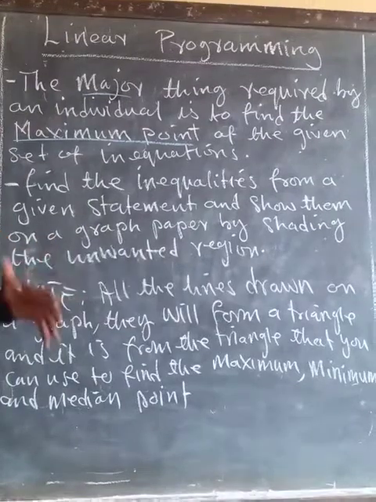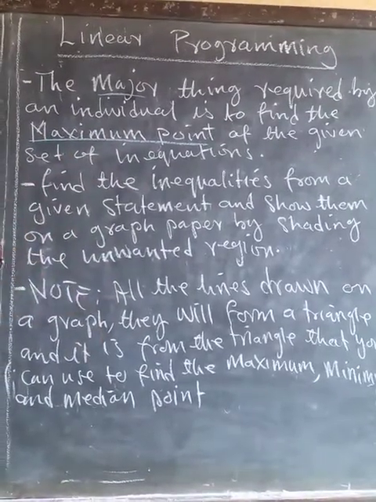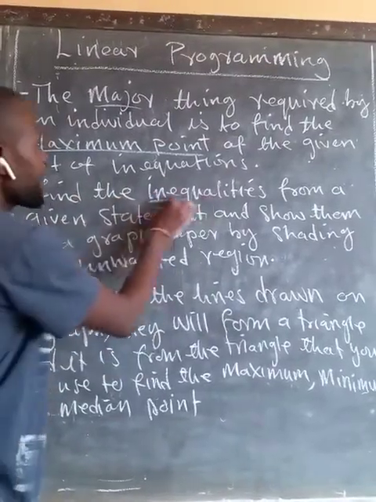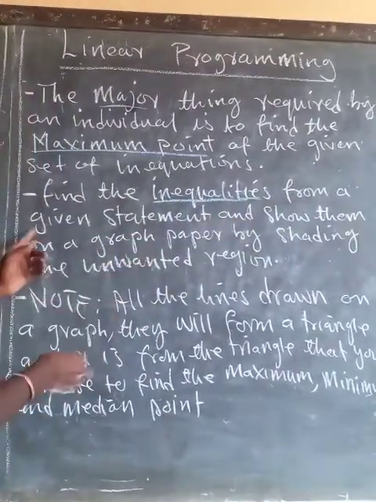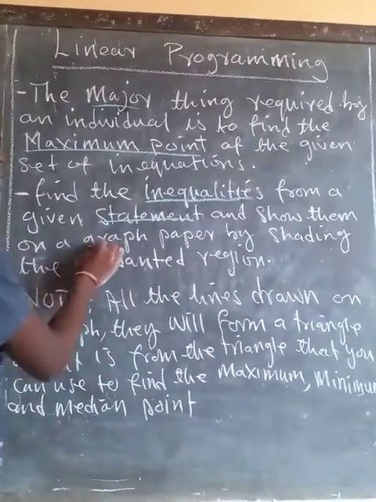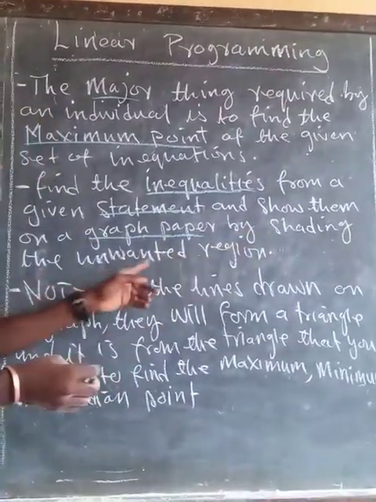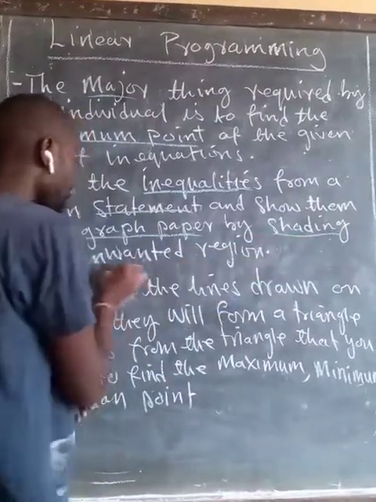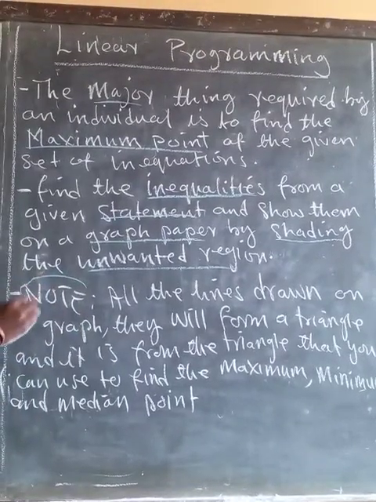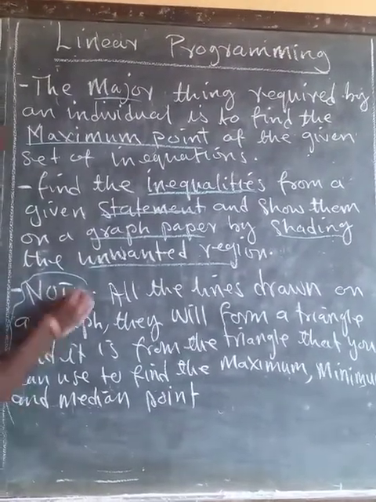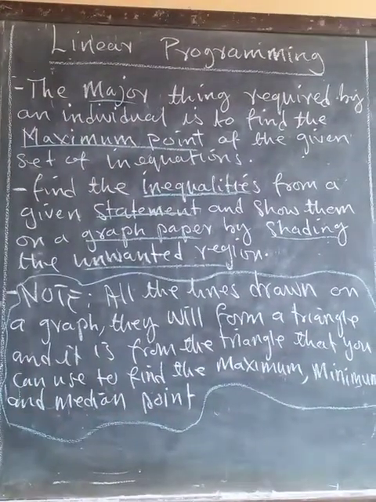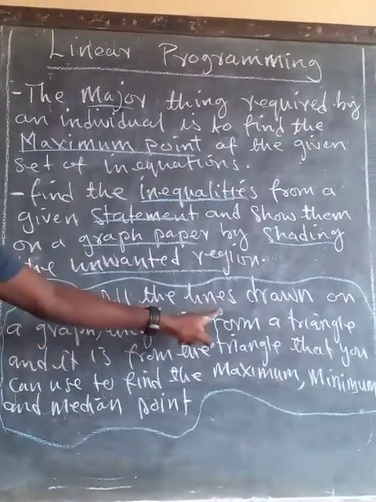The equations, of course, come from the statement, which we did in mathematical models. You also find the inequalities from a given statement and show them on a graph paper by shading the unwanted region. Also, you need to take this important note here. Note, all this is very, very important. Make sure you keep it in mind.